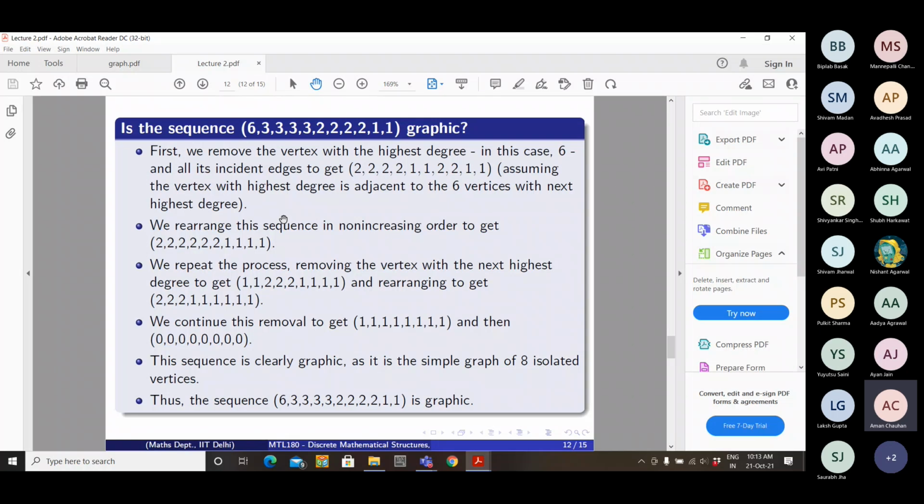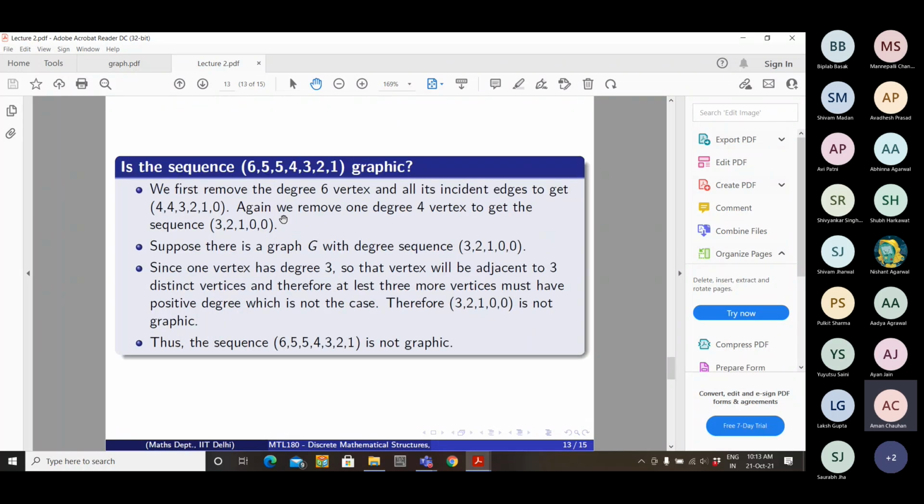Okay, so is it clear? I shall move to the next problem. So tell me, is the sequence 6 5 5 4 3 2 1 graphic? So again we shall apply the Havel-Hakimi theorem.